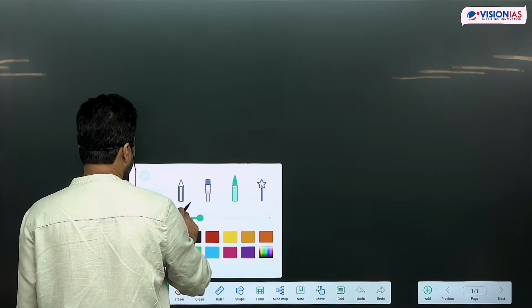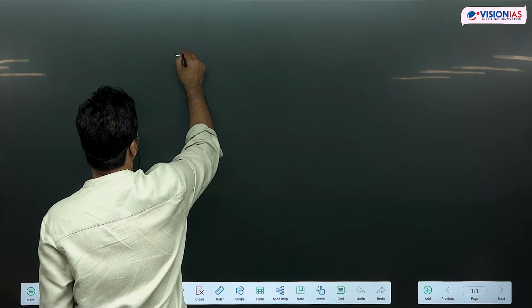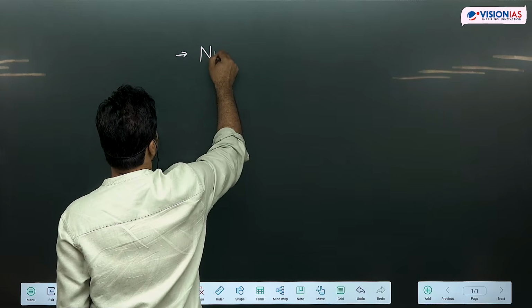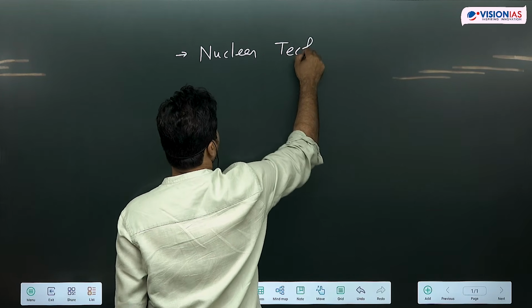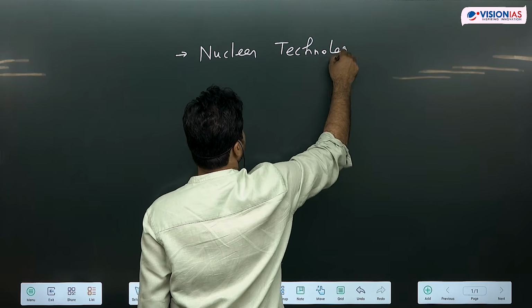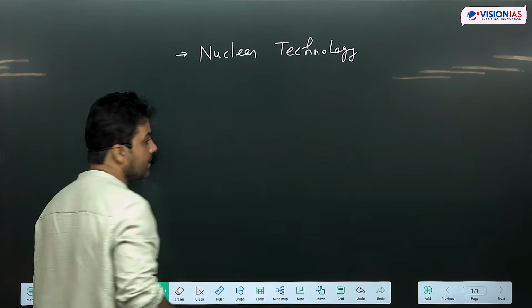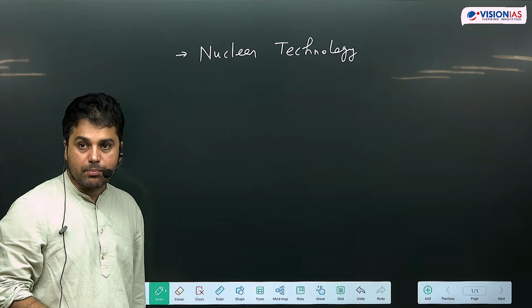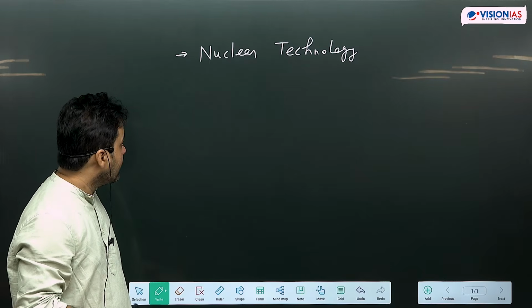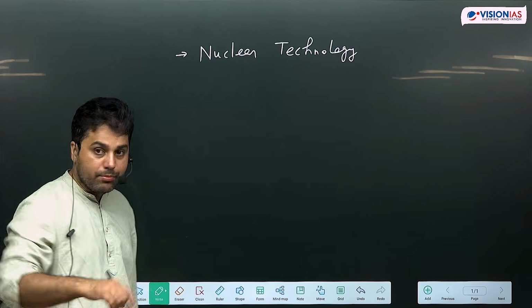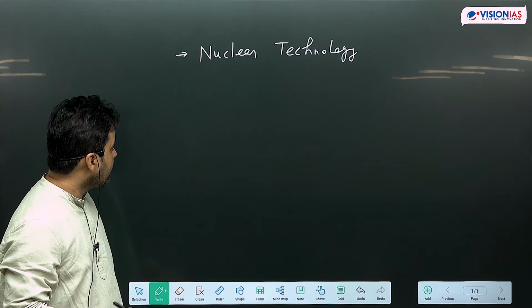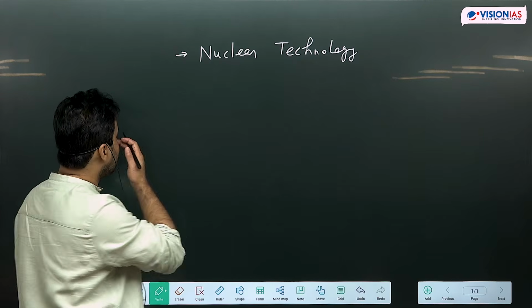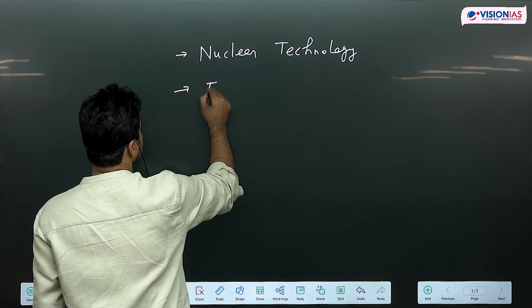So for example, one of the keywords is nuclear technology. This is not given in your syllabus, but I will prepare this topic. What do I mean by nuclear technology? Different domains of nuclear technology, all of that, particularly nuclear technology for energy production, which immediately tells me that another very important keyword is energy.